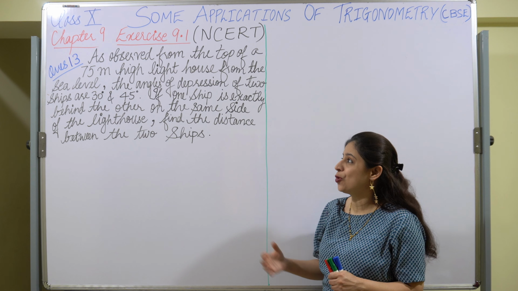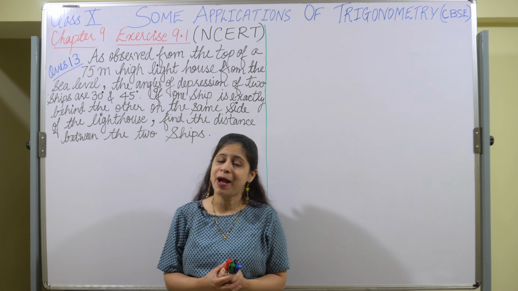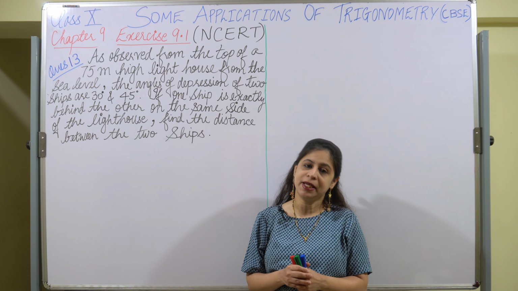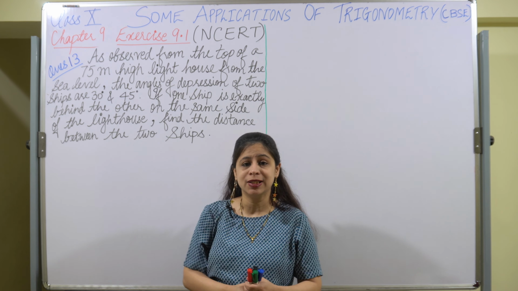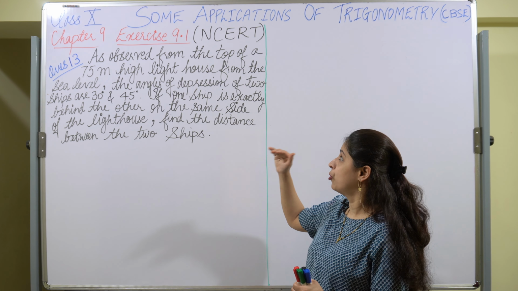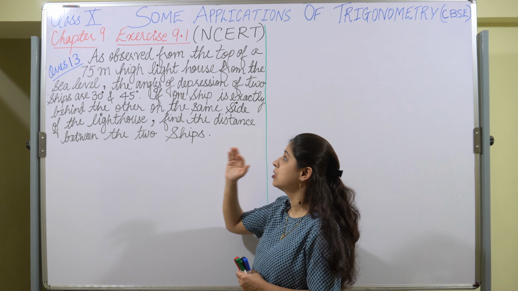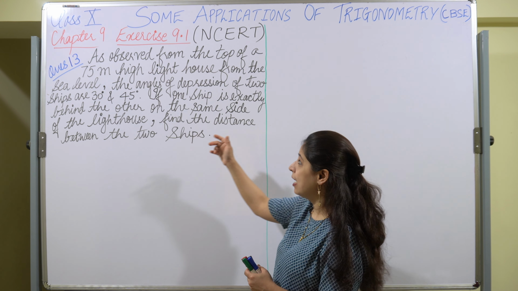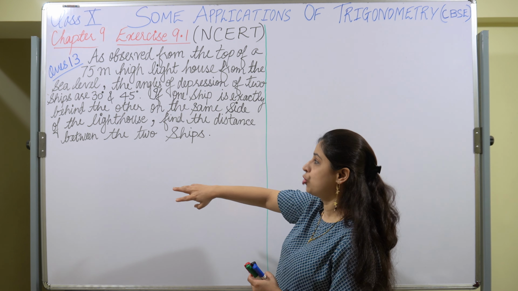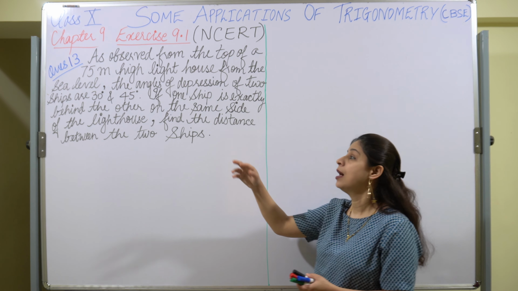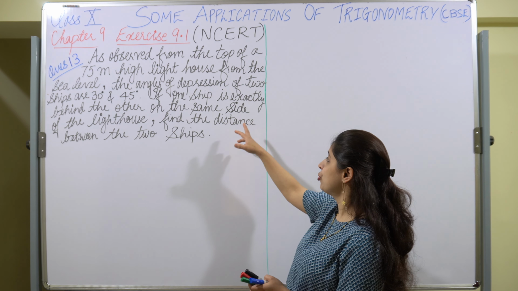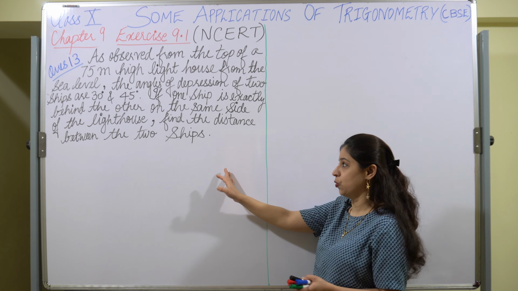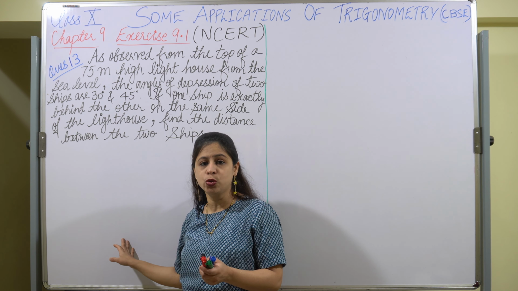So let us start with question number 13 of chapter 9, Some Applications of Trigonometry, exercise 9.1 of Class 10 CBSE NCERT. The question says, as observed from the top of a 75 meters high lighthouse from the sea level, the angles of depression of two ships are 30 degrees and 45 degrees. One ship is exactly behind the other on the same side of the lighthouse. Find the distance between the two ships.